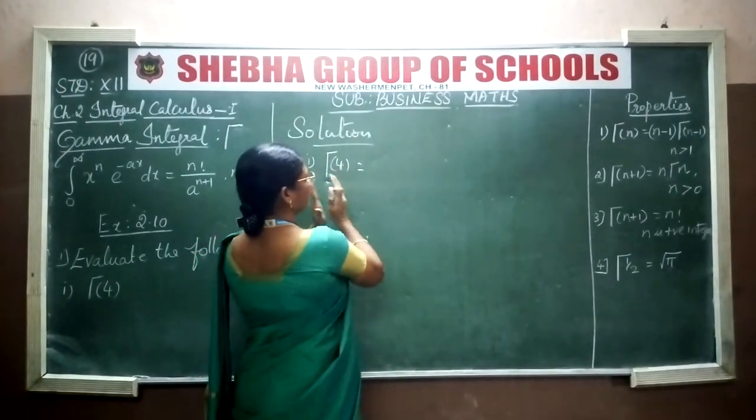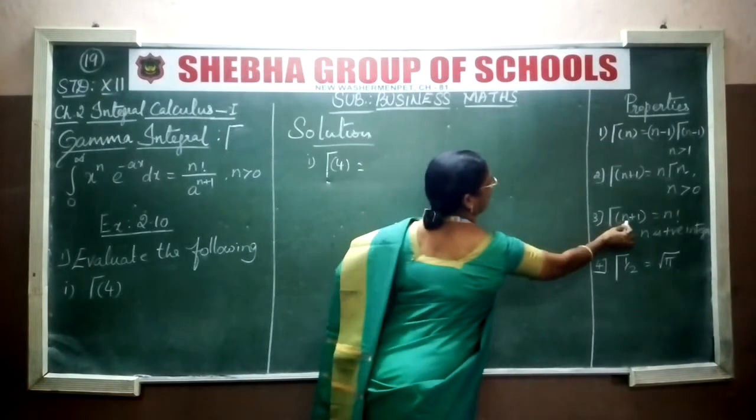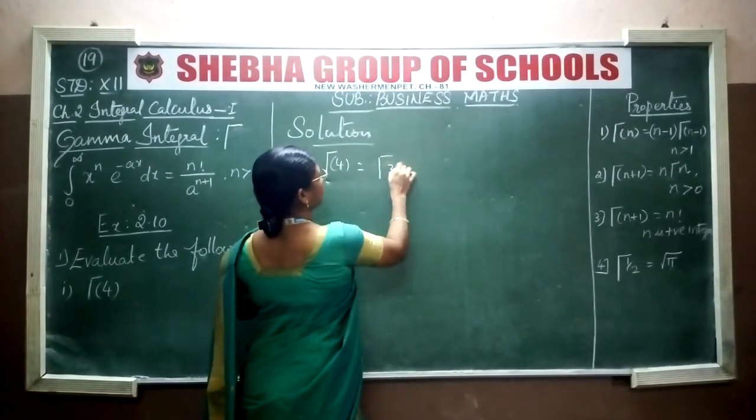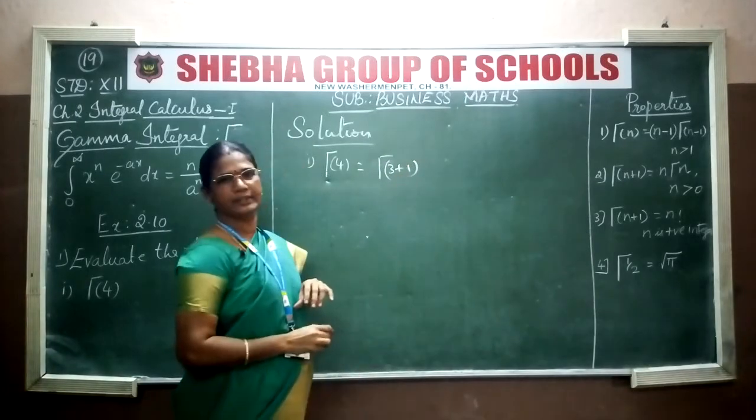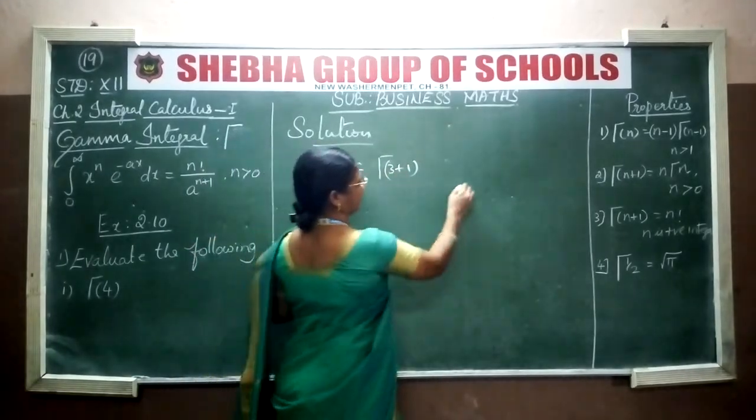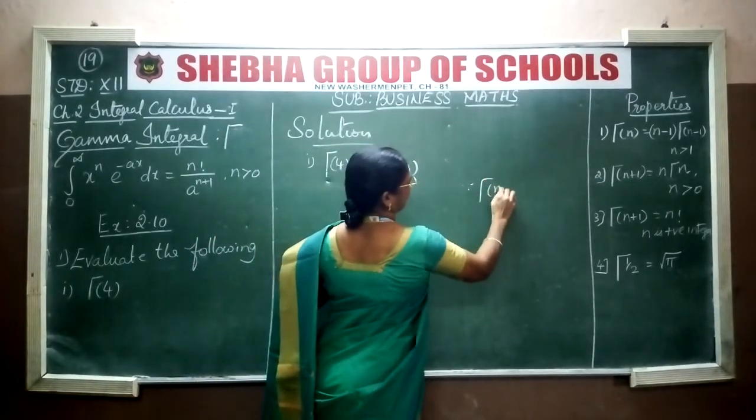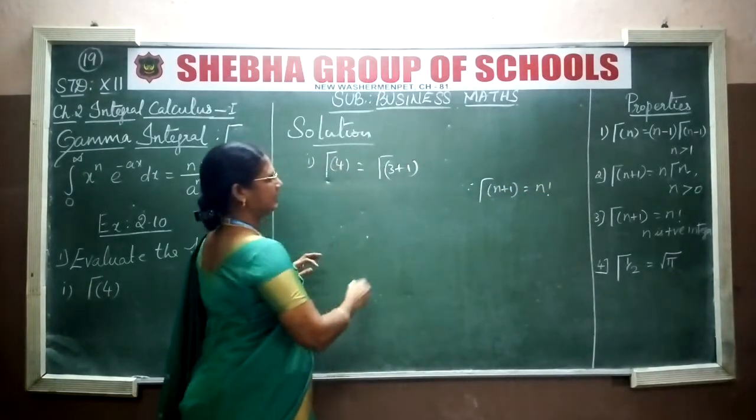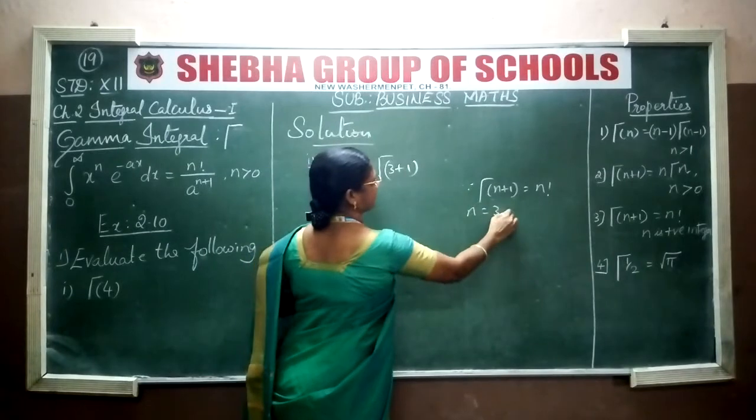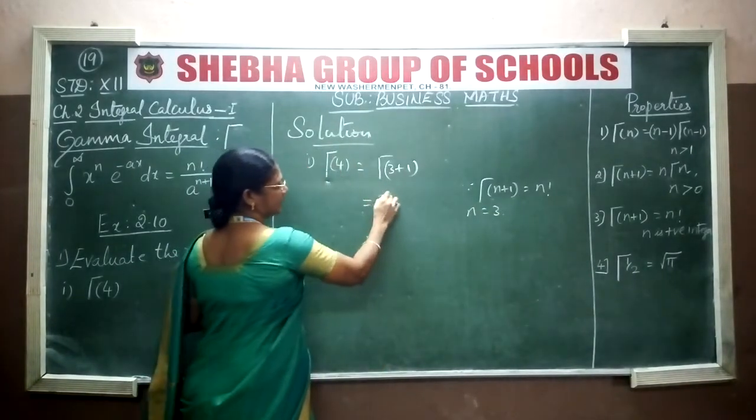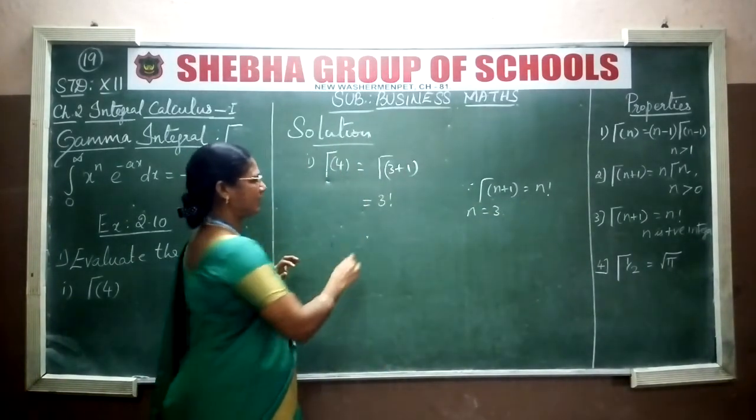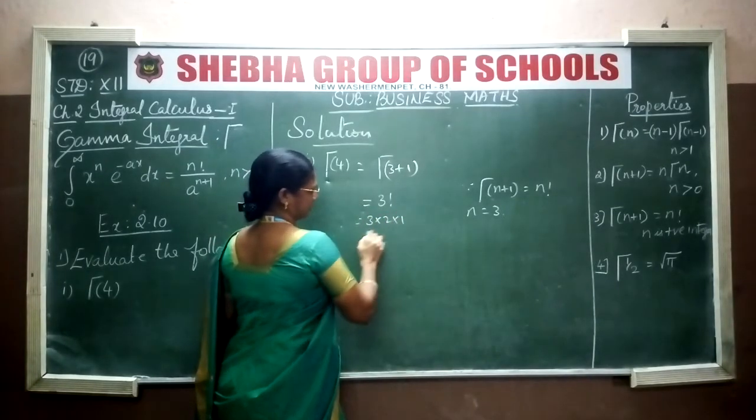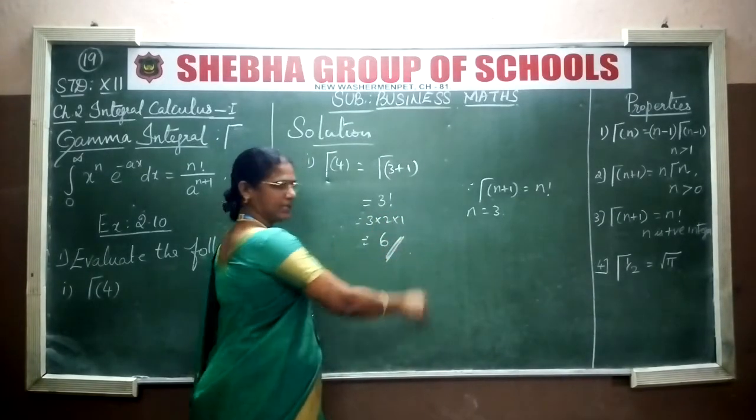We write this 4 in the form of n plus 1, that is 3 plus 1, gamma of 3 plus 1. This is of the form gamma n plus 1 and we get n factorial. Here n is 3. So we get 3 factorial. What's the value of 3 factorial? 3 into 2 into 1. So we get 6. This is our answer. Understood?